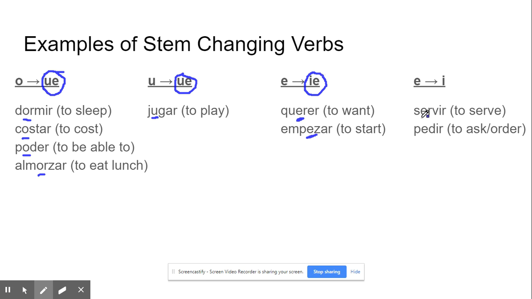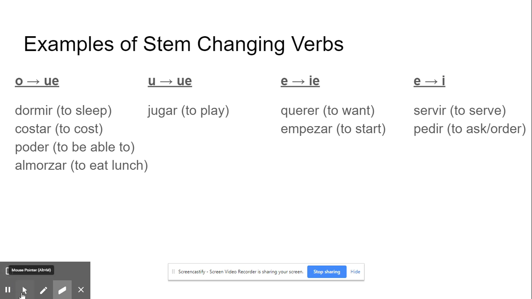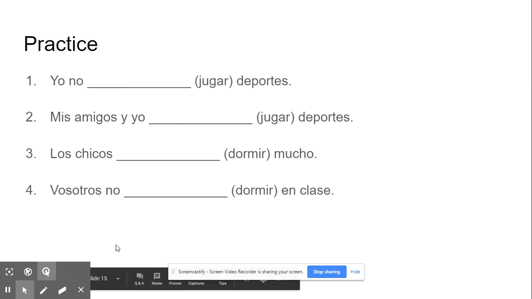And then servir and pedir, this E and this E are the ones that just change to an I in yo form, tu form, él, ella, usted form, and ellos, ellas, ustedes forms. So those are just some of the verbs that have these changes, but there's many more verbs that have these stem changes. We're just going to start off learning these on this list. Let's do a little bit of practice.